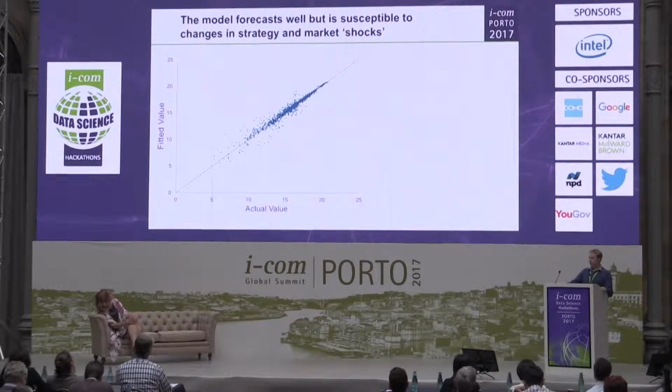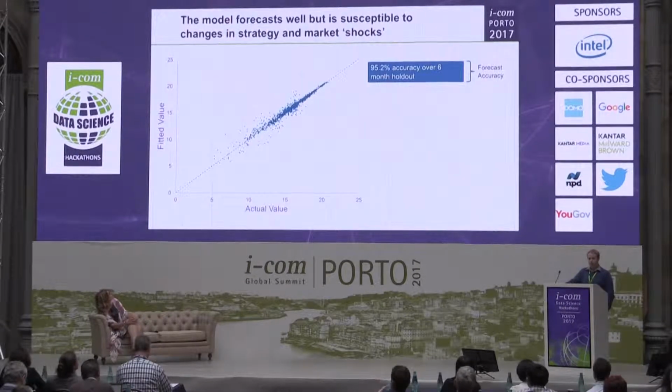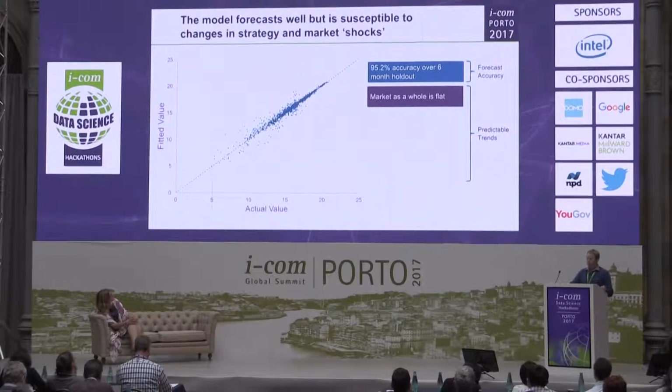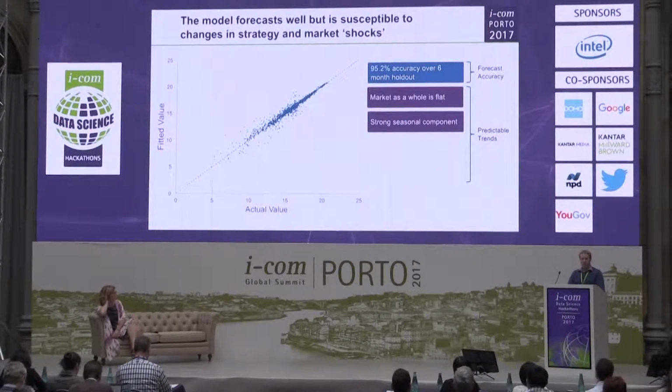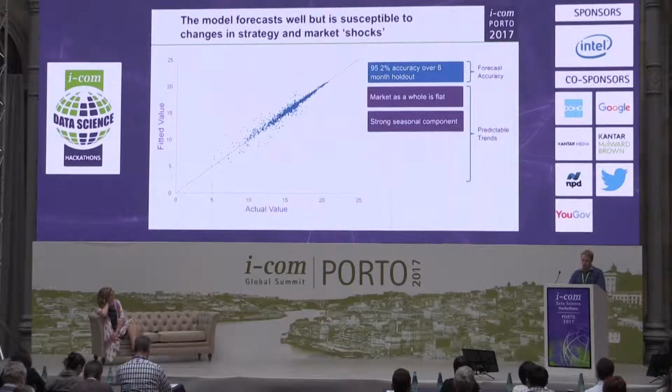So our model does forecast very well. We got a 95.2% accuracy over the 6-month holdout period. In terms of predictable trends, there are trends in the market that are very predictable. So first, the market is actually relatively flat as a whole. There is a strong seasonal component, particularly around the back to college period and then in the build up to Christmas. AMD is in decline while Intel is in growth.